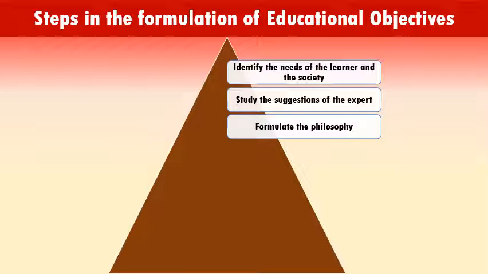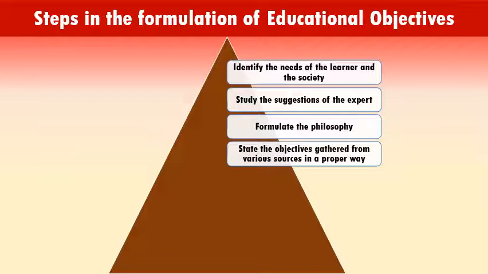And we have to have the philosophy. In order to formulate the educational objectives, an institute must have its own philosophy in which way they are going to implement this education. There are many philosophical approaches. So in which philosophical approach the institute wants to convey the curriculum to the learners, that has to be specified.